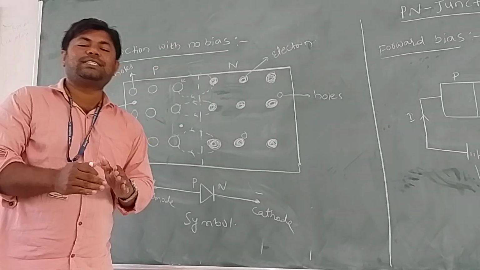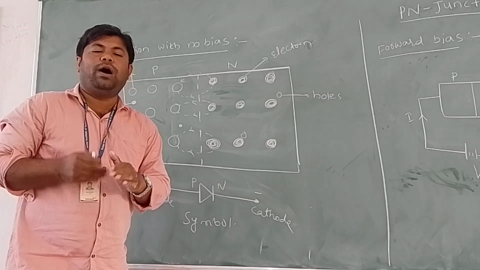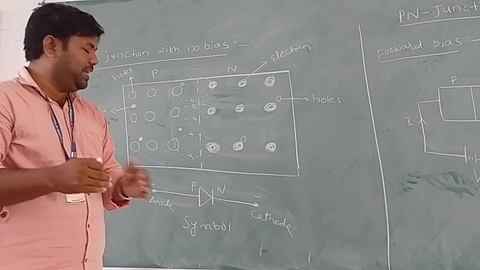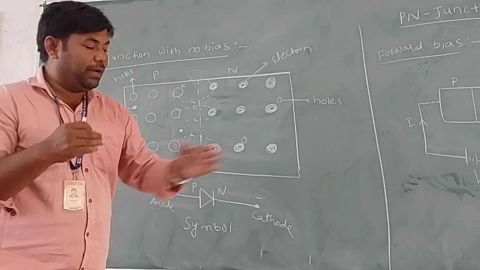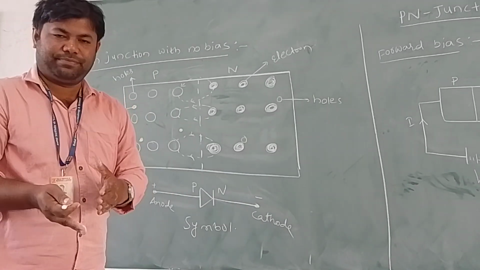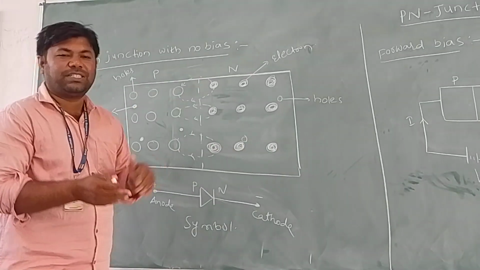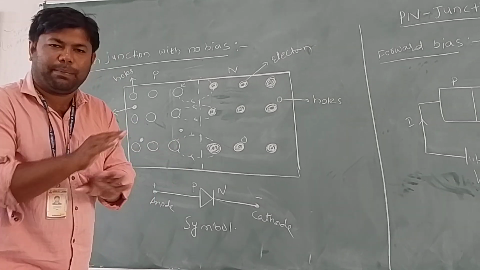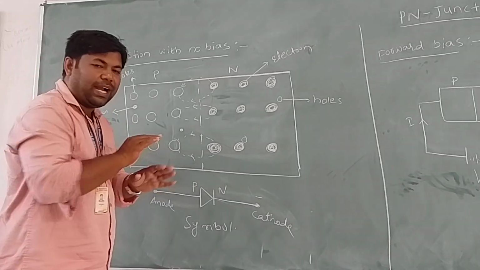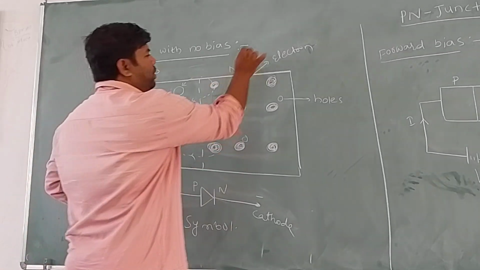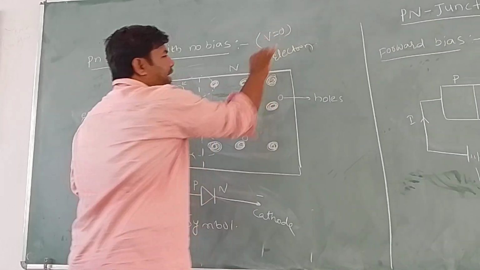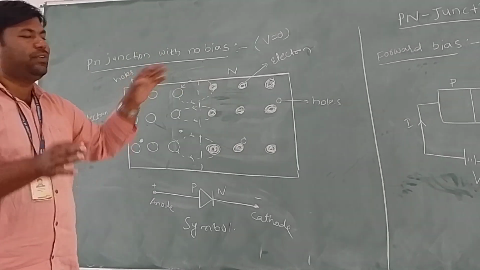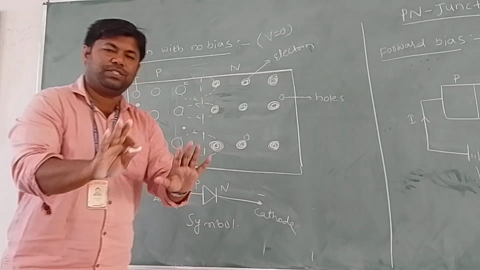No biasing means we are not applying any external voltage. Applying external voltage means applying a battery. In the no bias condition, we are not applying any battery or input voltage. That means the external voltage V is equal to 0 in the PN junction with no bias condition.